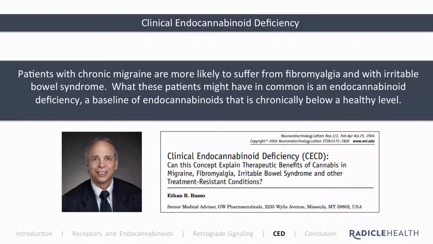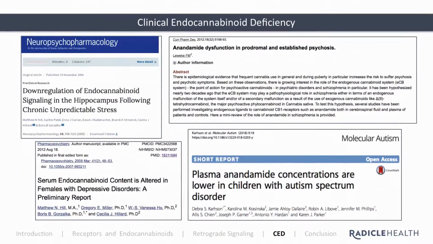What these patients might have in common is an endocannabinoid deficiency, a baseline of endocannabinoids that is chronically below a healthy level. Dr. Ethan Rousseau originally coined the term clinical endocannabinoid deficiency, and his research has proven to be the foundation for our understanding of this category of disease. Data confirms that the patients with these conditions express lower than normal levels of anandamide in the brain, gut, and musculoskeletal system, and these disorders often benefit from cannabinoid treatment.